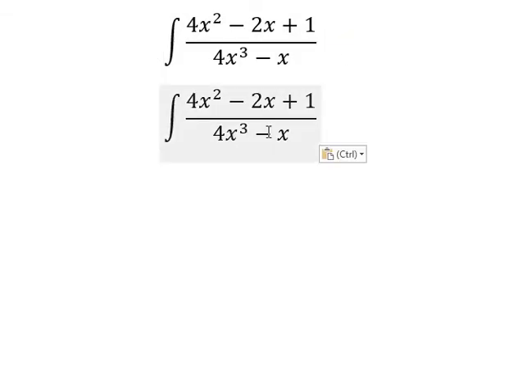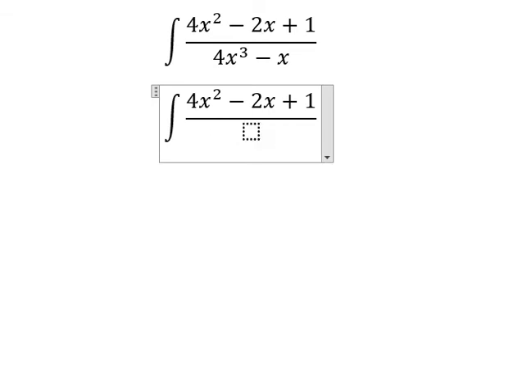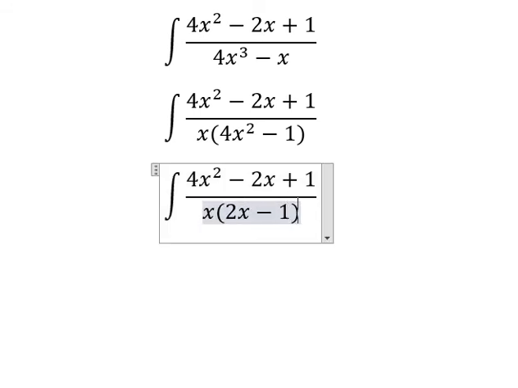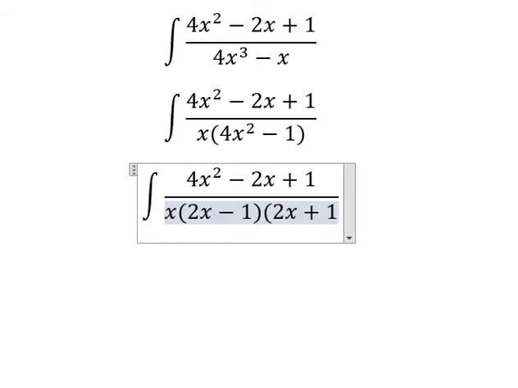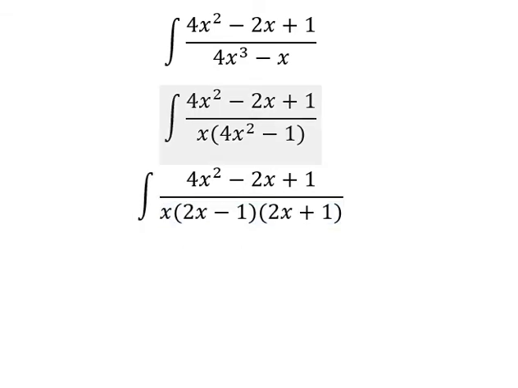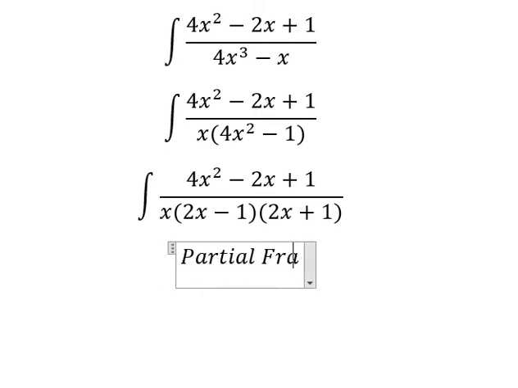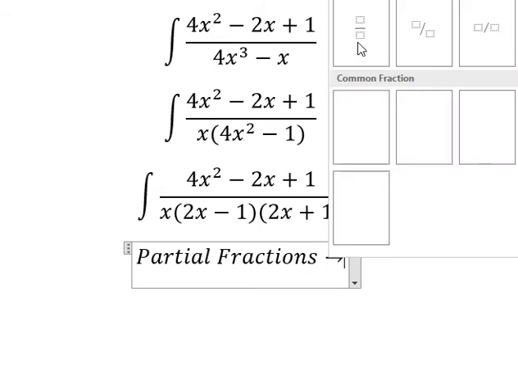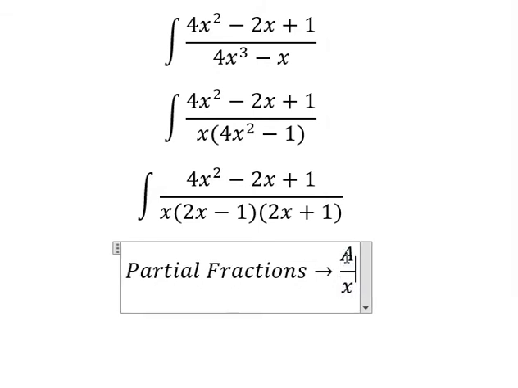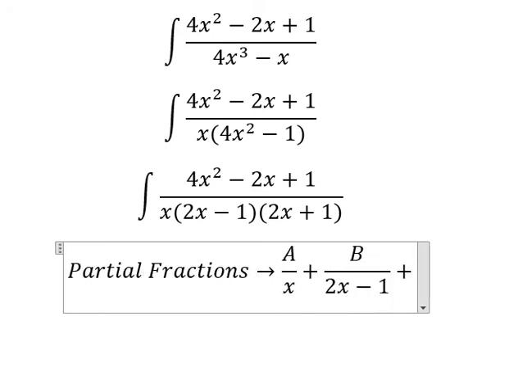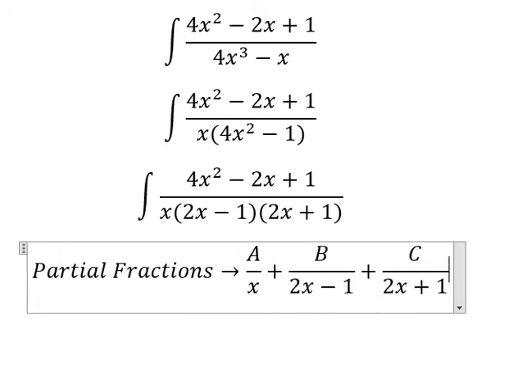We can do factorization. 4s squared minus 1 we can change into 2s minus 1 multiplied by 2s plus 1. Next, we need to use partial fractions. So that means we put capital A over s, capital B over 2s minus 1, capital C over 2s plus 1.